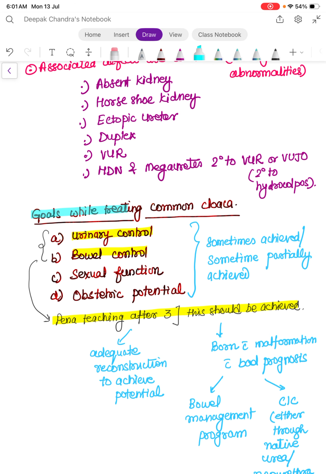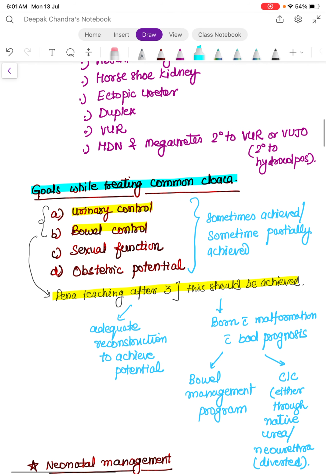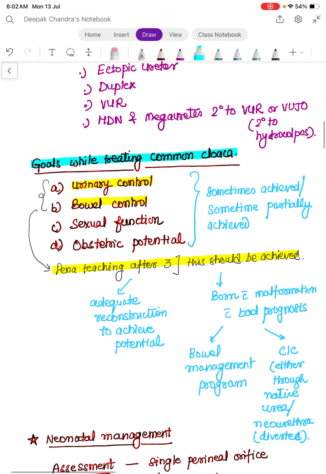So what are the goals while we are treating the common cloaca? These are the goals: urine control, bowel control, sexual function and obstetric potential. Sometimes, depending upon the length of the common channel, these are achieved, and sometimes they are partially achieved. So Pena's teaching is that after the age of 3, these things should be achieved.